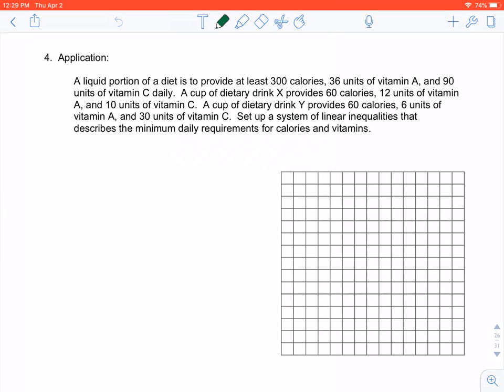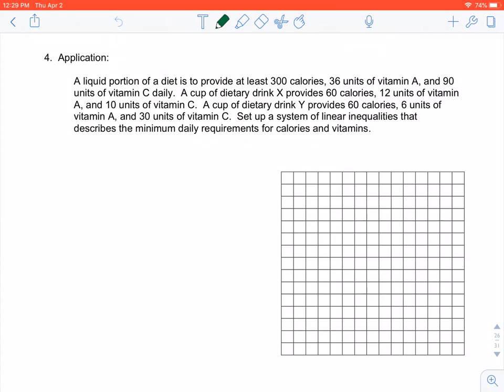So this problem talks about a portion of a liquid diet. So think about the different diet drinks that exist out there right now. And it has 300 calories, 36 units of vitamin A, and 90 units of vitamin C. A cup of drink X has 60 calories, 12 units of vitamin A, and 10 units of vitamin C. And then we have a different dietary drink, and that's drink Y. A cup of that has 60 calories, 6 units of vitamin A, and 30 units of vitamin C.